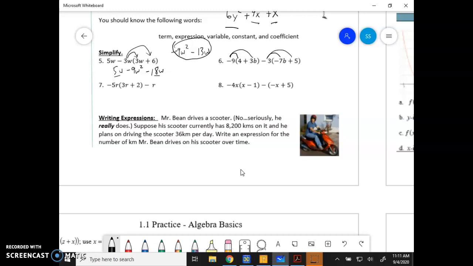So negative 9 times 4 is negative 36. Negative 9 times positive 3b is negative 27b. Okay, that one's done. Now I'm going to the next one.